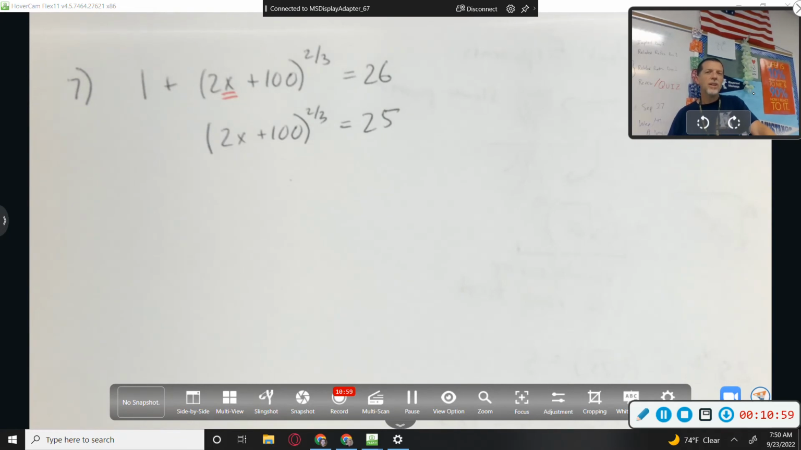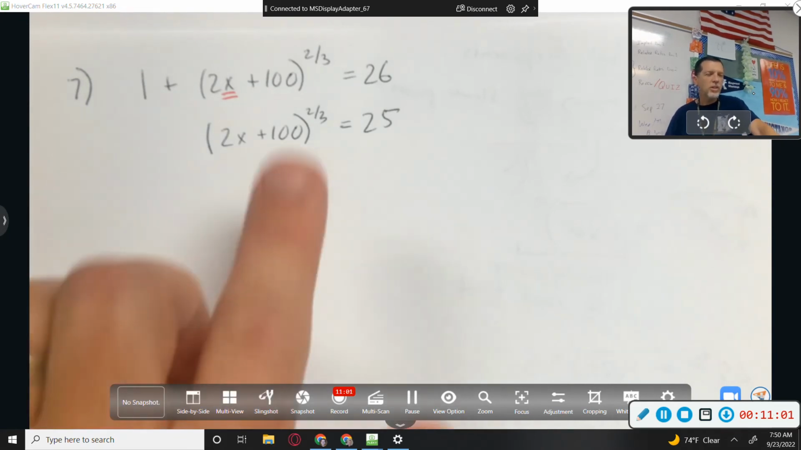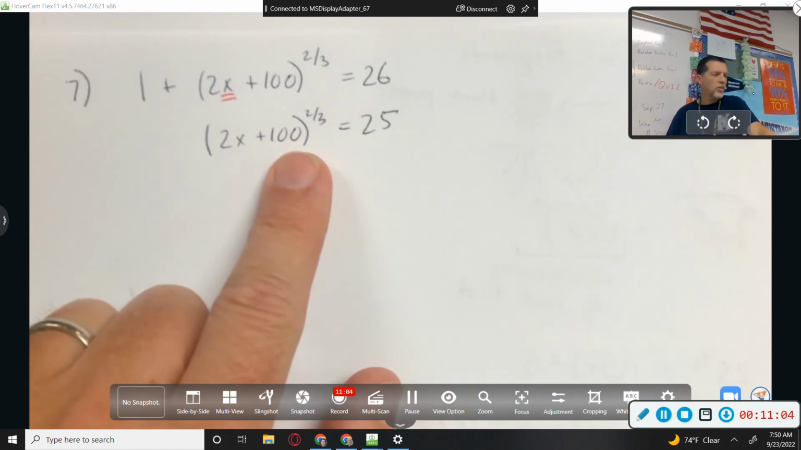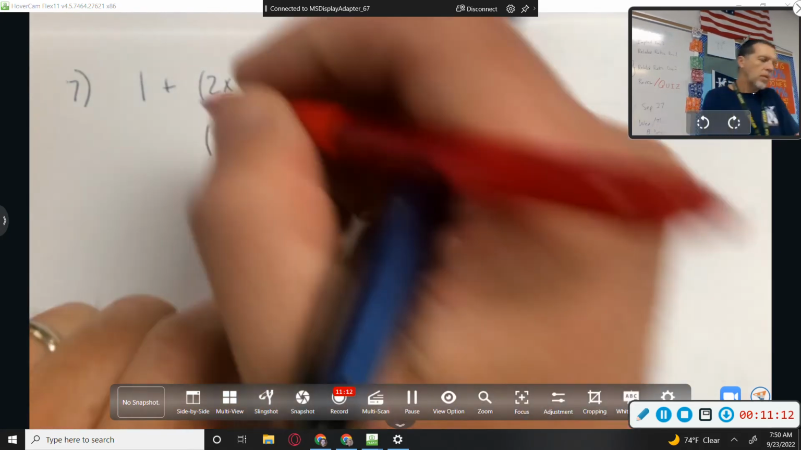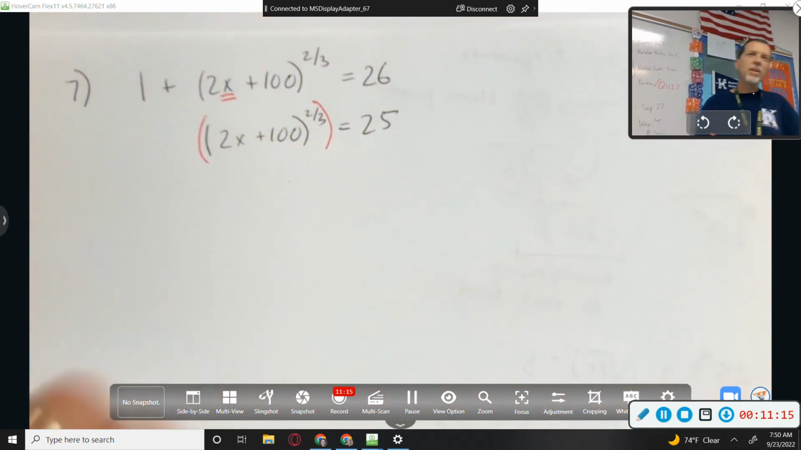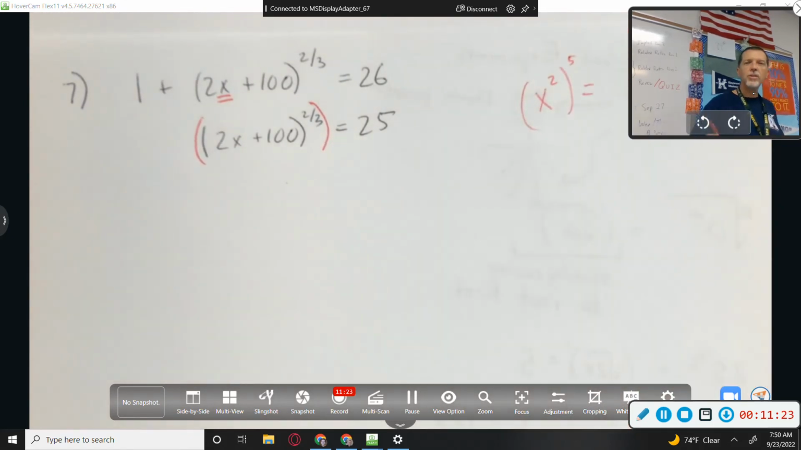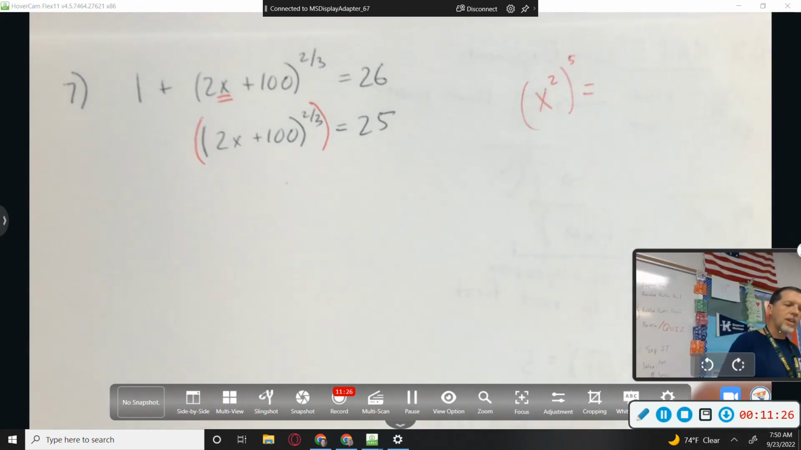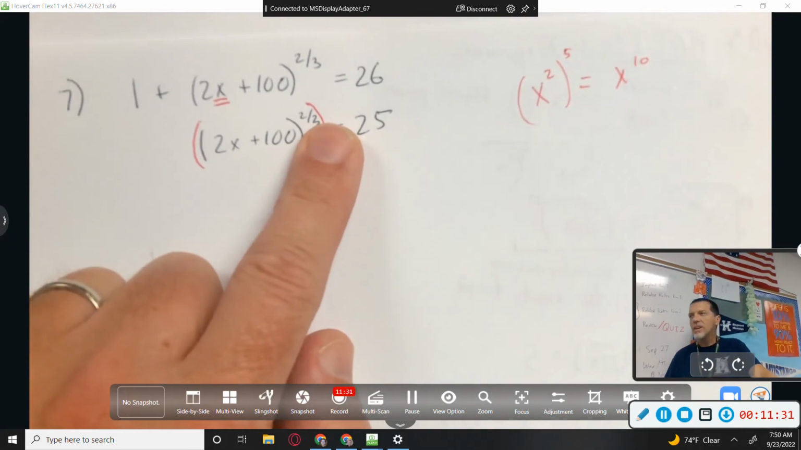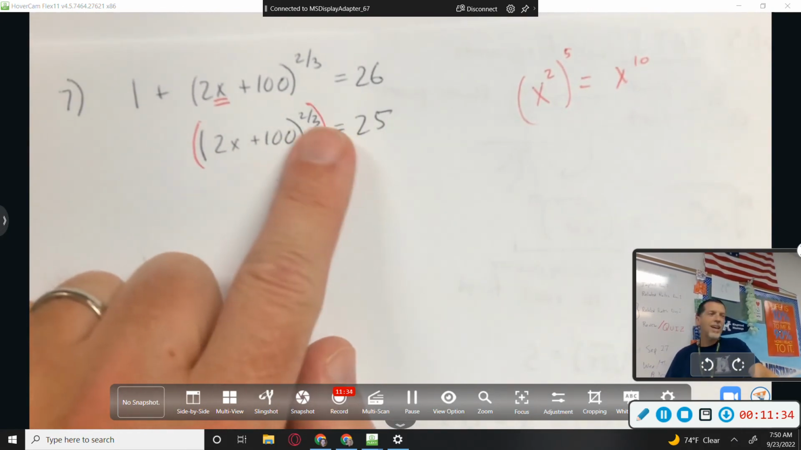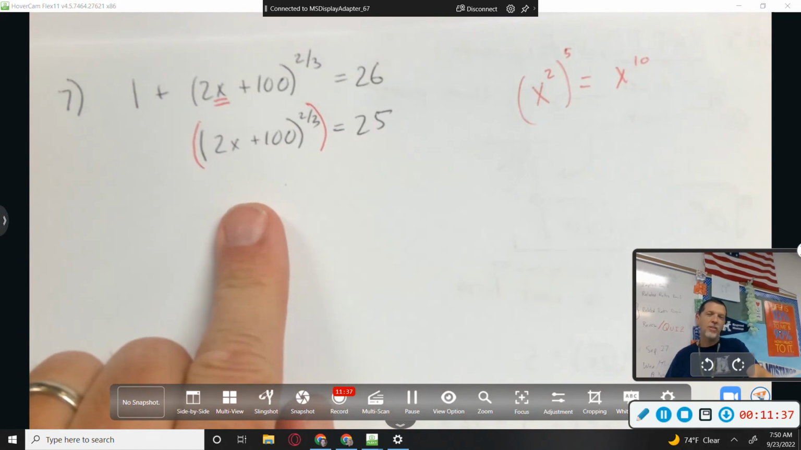Right, and we haven't done one like this before, but do you remember how you can undo an exponent of 2/3? Like what would counter that? When you do a power to a power, what's the rule? If I have x squared to the 5th, what's that equal to? X to the 10th, because you multiply the powers. So I'd like to put this to a power so that when I multiply them, they cancel each other out, and I'm back to just 2x plus 100.